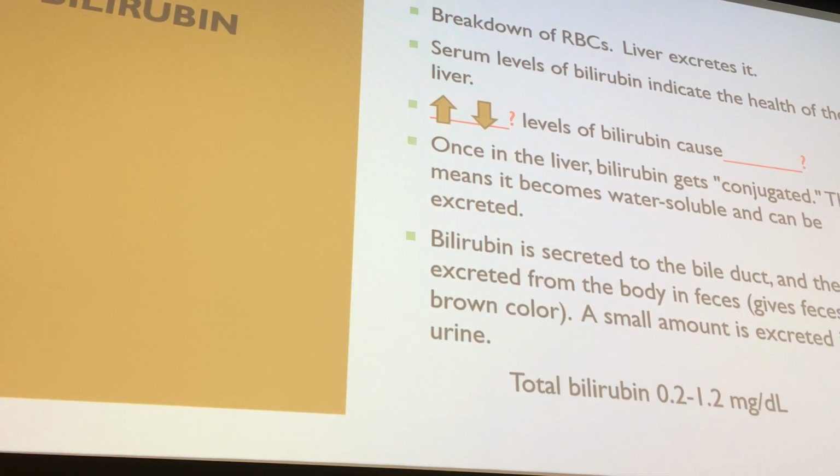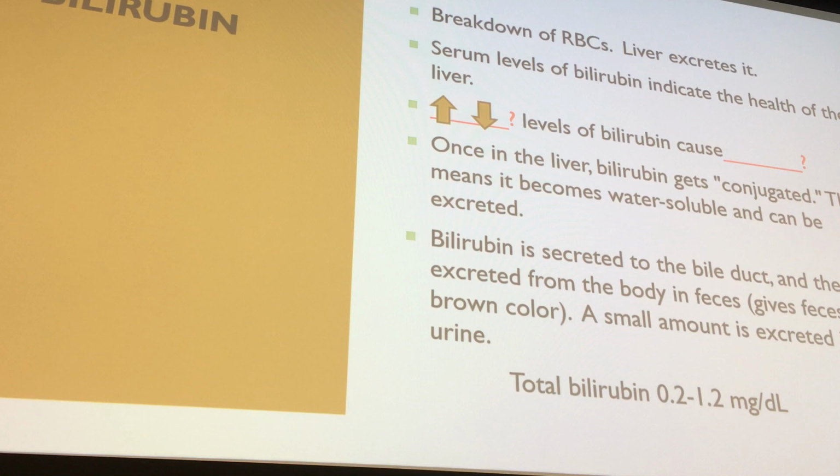So you've got your bilirubin, right? Okay. It's a breakdown of your RBCs and the liver excretes it. Okay. What happens with your bilirubin? What kind of goes on with it? Yeah. High levels cause what? Jaundice, right? You guys know that. I'm sure you've seen some yellowing of the eyes, right? The sclera. And some of the jaundiced face, okay?